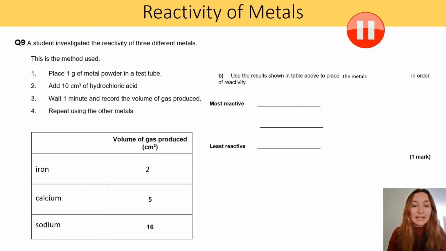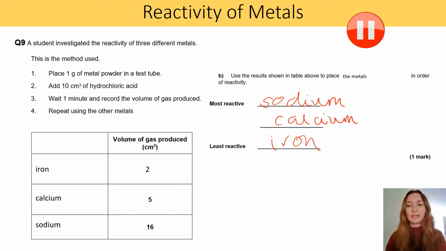Okay, so we're going to go through the answers together. So exactly the same question, but this time different metals and different volumes of gas which have been produced. So the most reactive was the one that produced the most amount of gas, and therefore that was sodium. The least reactive this time was iron, and calcium was in between. So have a look at that. What did you manage to achieve? Did you manage to get it?